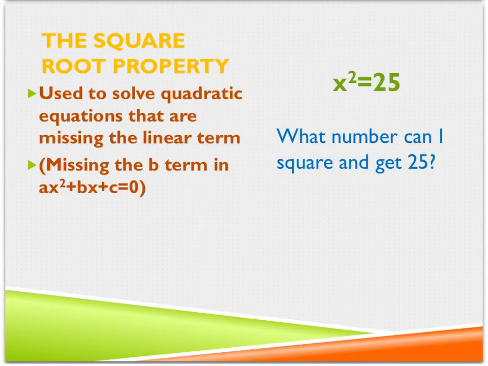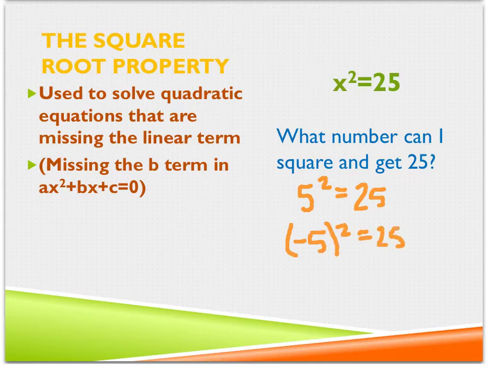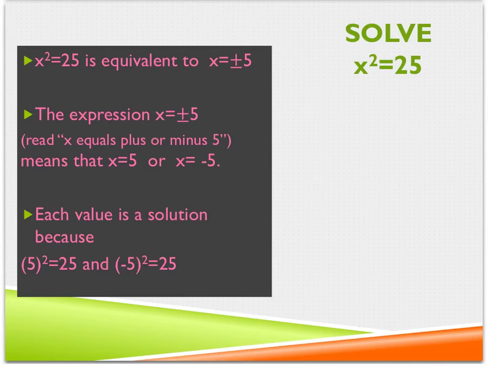So anytime I am missing a linear term, I don't have my b term here, I'm allowed to use the square root property. So looking at this, what numbers can I square and get 25? Well, I know that 5 squared is 25, right? Is there another number that when I square it will give me 25? There is. -5 squared will also give me 25. So you can see that there's two solutions there. There's 5 and -5. So anytime I do not have a b term, there's no linear term, I can use the square root property.